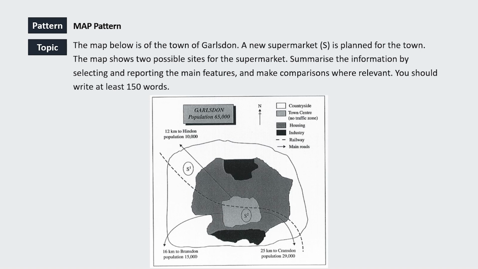Okay, so we've got a task 1 map type question. So let's take a look at the topic. The map below is of the town of Galston. A new supermarket marked S is planned for the town. The map shows two possible sites of the supermarket. Summarize information by selecting and reporting the main features and make comparisons where relevant.